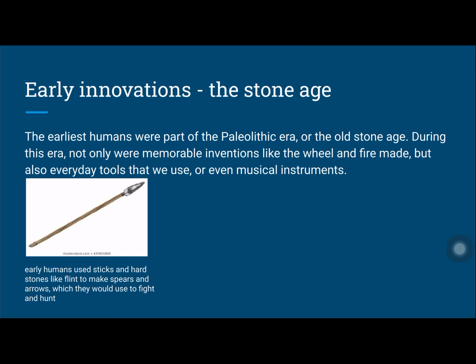Spears like the ones you see on the screen were made out of flint or hard stones that could really cause damage if hit with a large enough amount of force. They would use them to fight or hunt, and they would make other hammers to break open food.